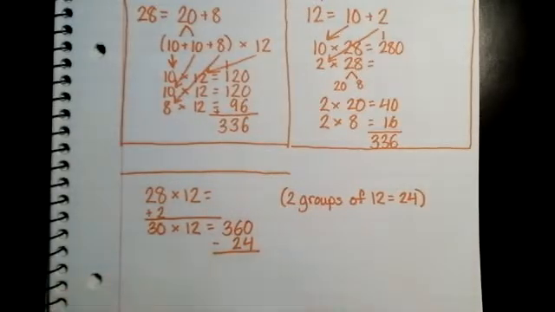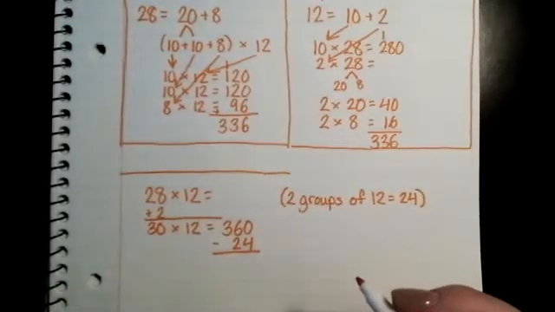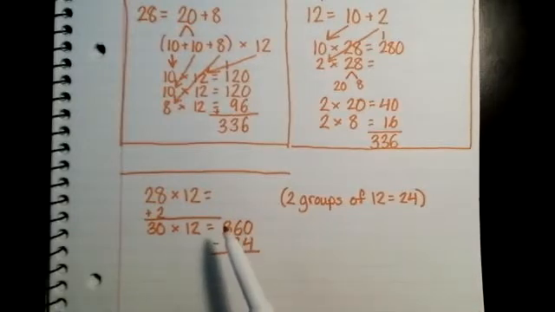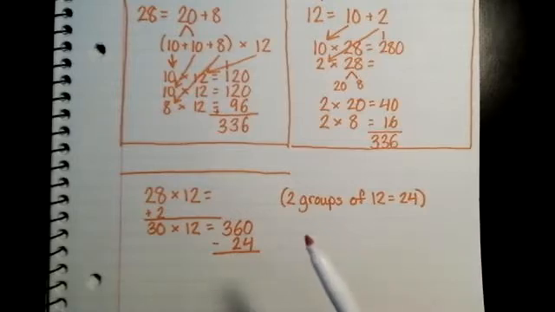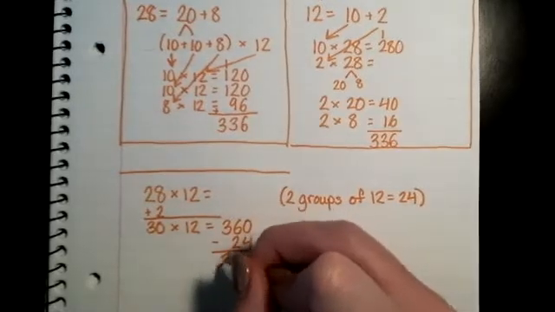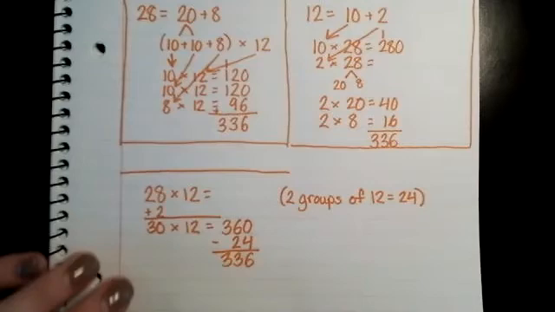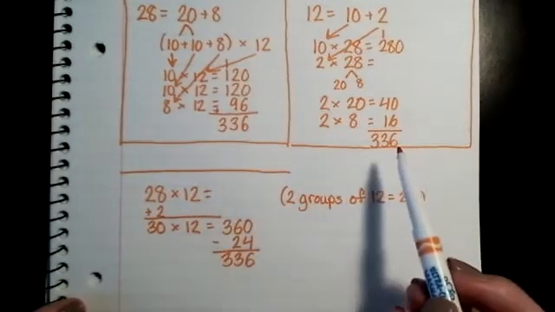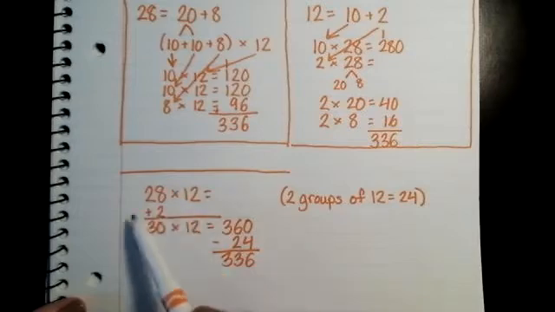That's my 2 groups. Okay, so now a little bit of subtraction here, but it's not going to be too bad. In fact, I'm going to do this in my head. I know 360 minus 20 would be 340, and then minus 4 more. 340, 339, 338, 337, 336. There we go. I ended up with the same answer I got in each of these, and all I did was adjust my first number to make it easier to multiply.